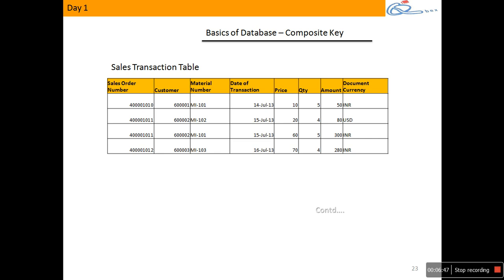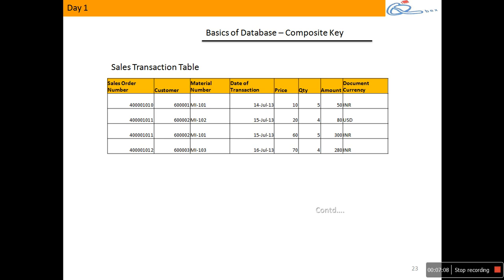So in a scenario where a single column cannot be treated as a primary key, we can combine multiple columns together as a primary key. We call that a composite key. When 2 or more columns together act as primary key, we call that a composite key. So in this case, I would say sales order number and material number both would be the primary key, and that becomes a composite key.